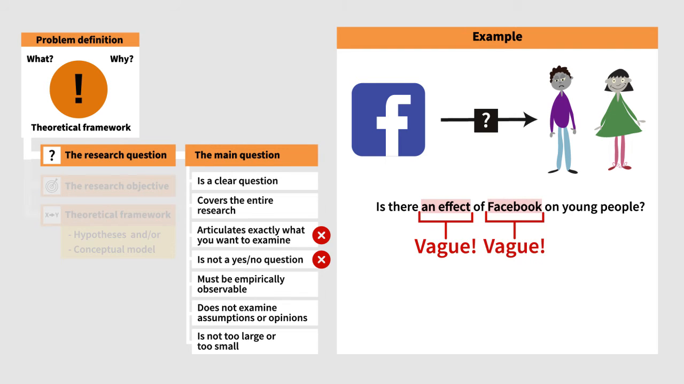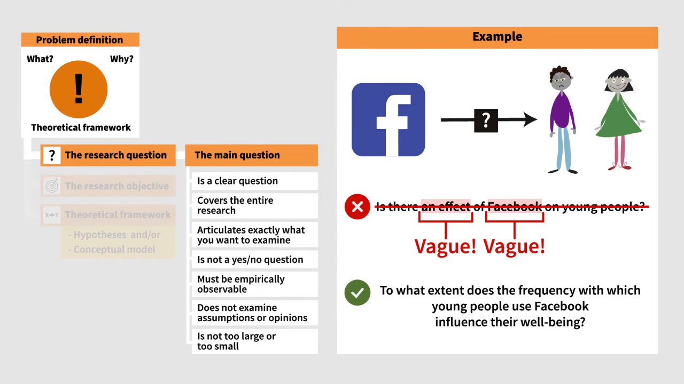Facebook is also too broad. It can refer to the frequency in which someone uses Facebook or in which someone posts a message, but it can also refer to the device on which someone uses Facebook. So, too much is possible here, and therefore this question is too unclear and must be further defined. A better research question would be this: to what extent does the frequency with which young people use Facebook influence their well-being? Do you see the difference? This not only clarifies the outcome, the well-being of young people, but also what we will focus on regarding Facebook.